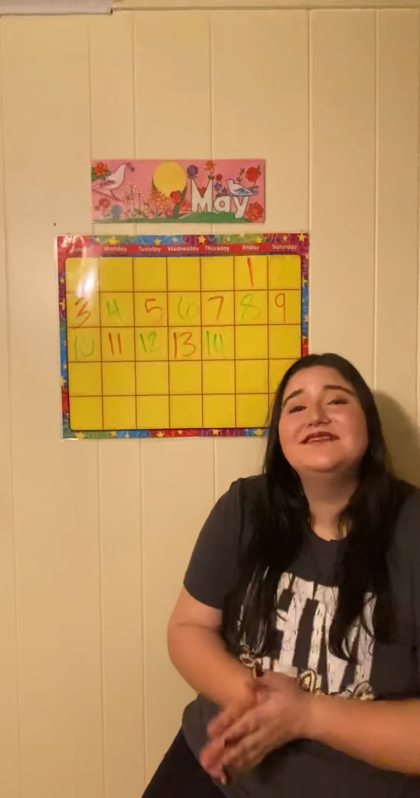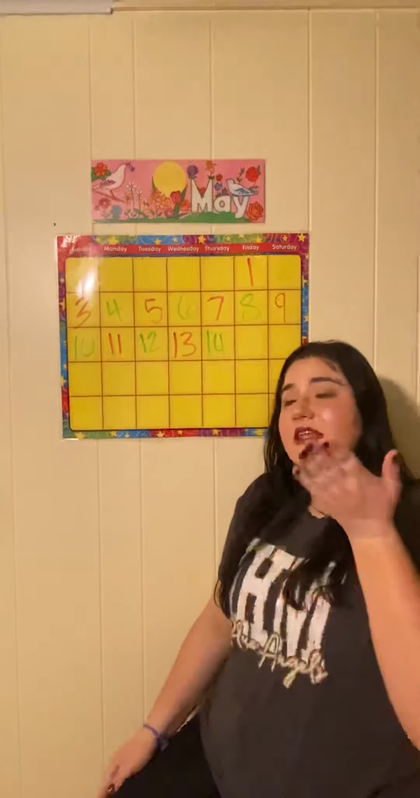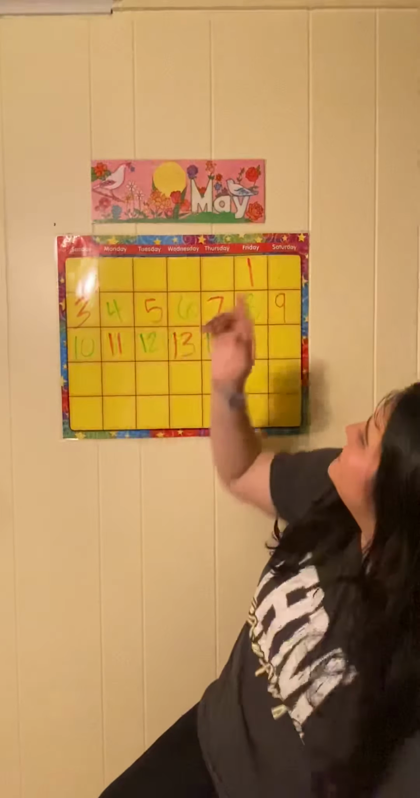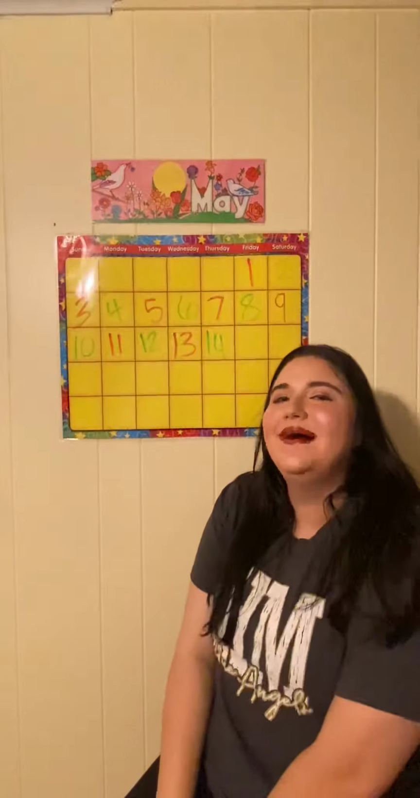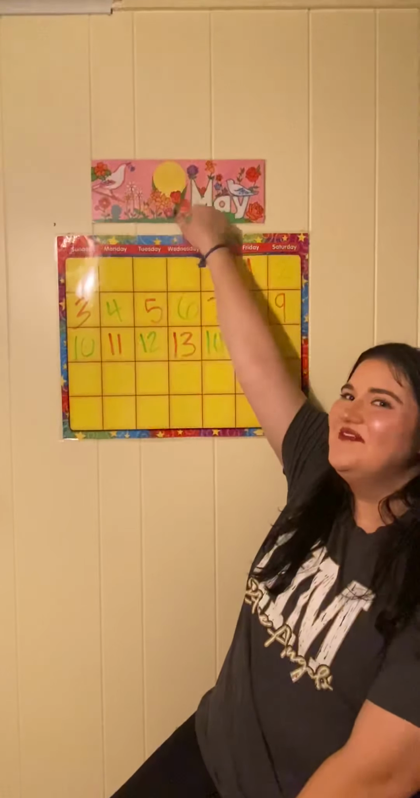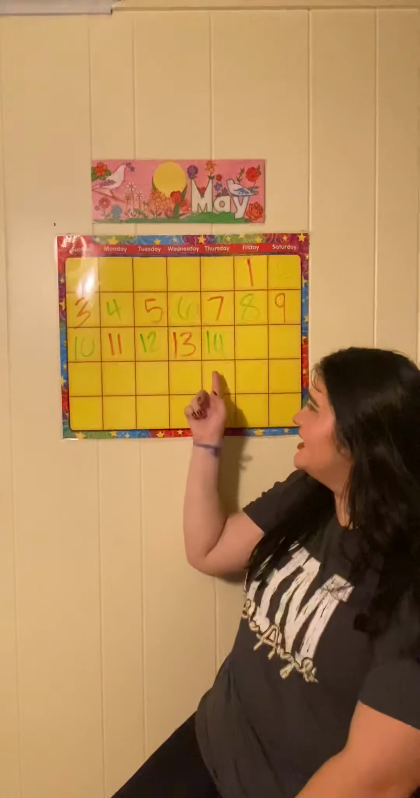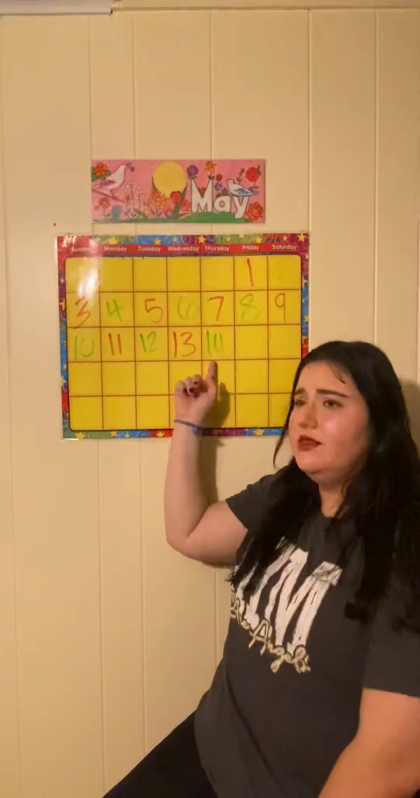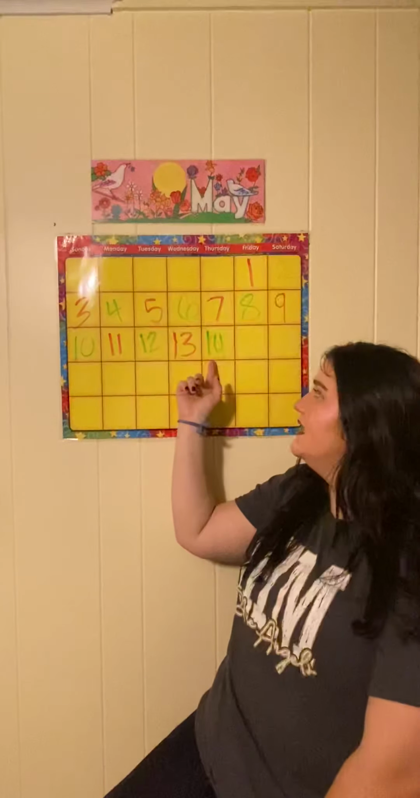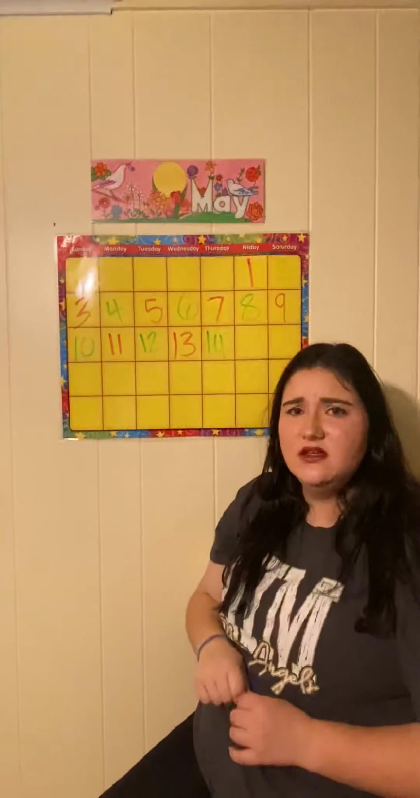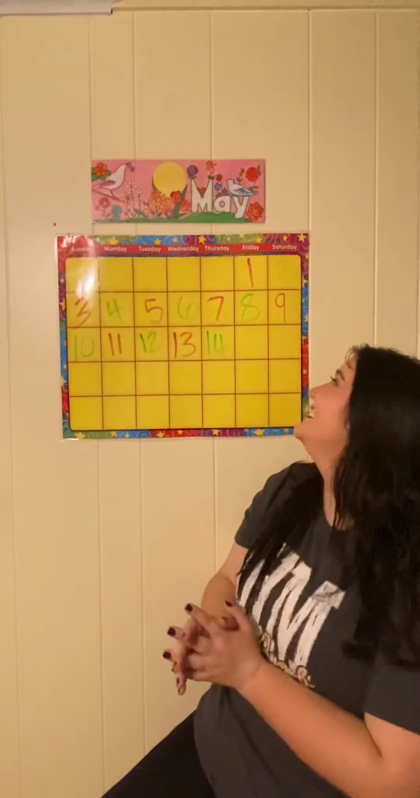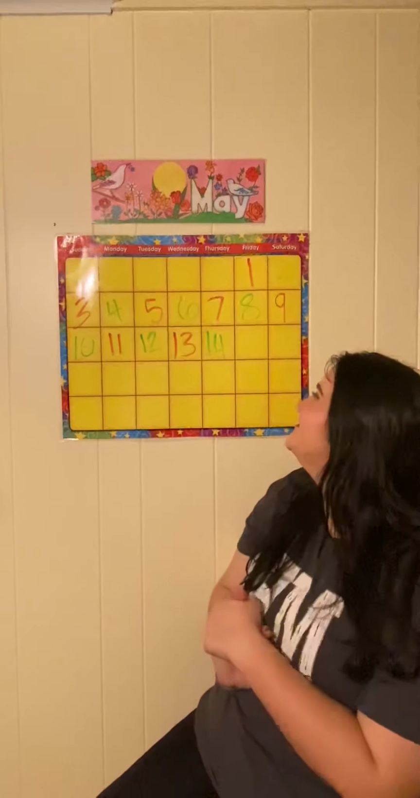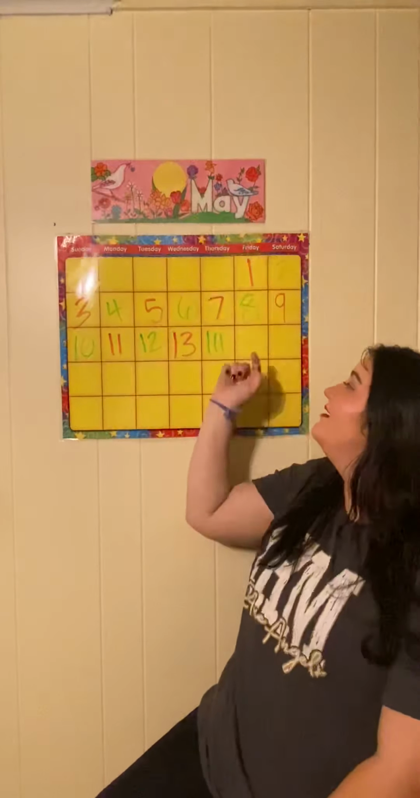So yesterday you did calendar with Miss Lewis. Can you tell me what day it was yesterday with Miss Lewis? Thursday. And as always, what month is it? It's May, that's right. And yesterday was 14. So if yesterday was Thursday, May 14th, then what day comes after Thursday? Friday, very good. And we know it's May, and what number comes after 14? 15, awesome. So today is Friday, May 15th.